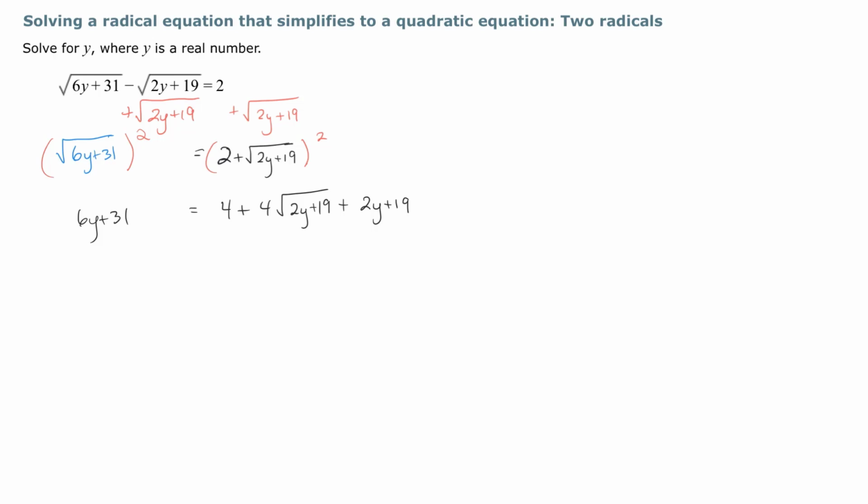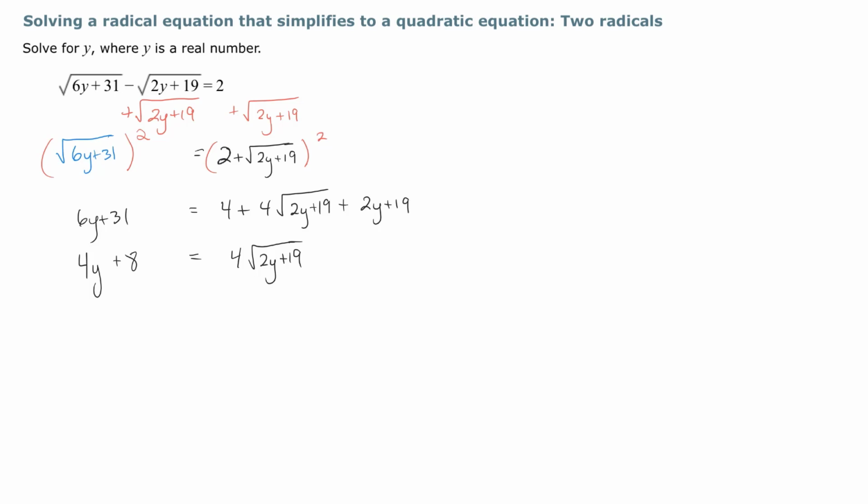Now we isolate the radical again. This time the radical is on the right. It's okay to leave it there. Let's subtract 23 from both sides. If you subtract 4y and then plus 8, actually subtracted 2y from both sides as well, it is now equal to what? Equal to 4 times the square root of 2y plus 19.